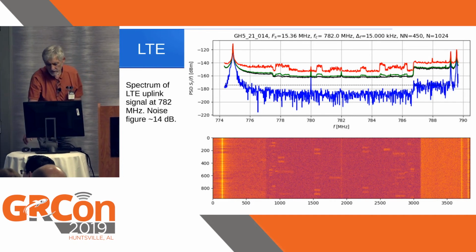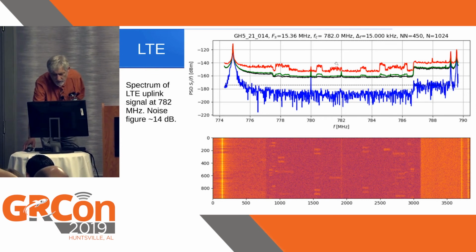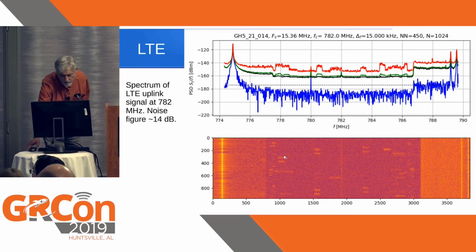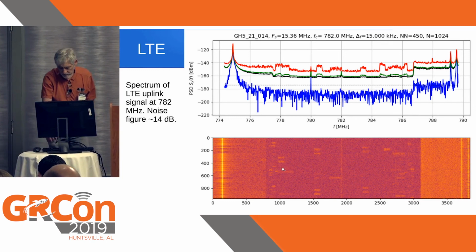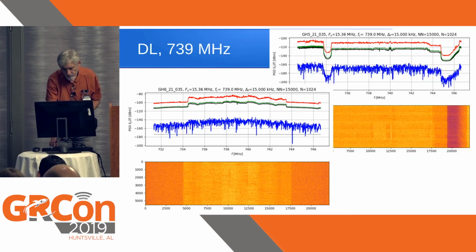This is from an LTE signal, an uplink signal, and you can see up here what the spectrum looks like. So these are individual transmissions. You see down here in the waterfall plot some of the resources that are being used by the mobiles that are transmitting through the uplink channel.